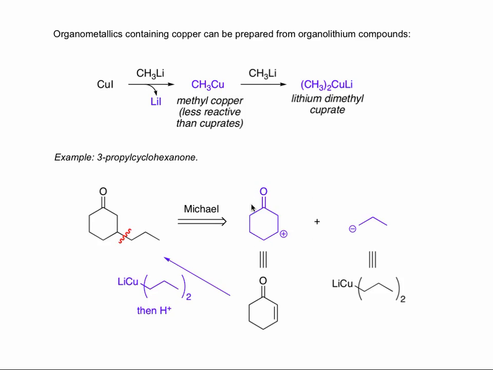Synthetic equivalent for this will be the alpha-beta unsaturated ketone. The synthetic equivalent for this will be an organometallic, and because we want to attack at the conjugate or 1,4 position, we're going to now use a cuprate reagent.